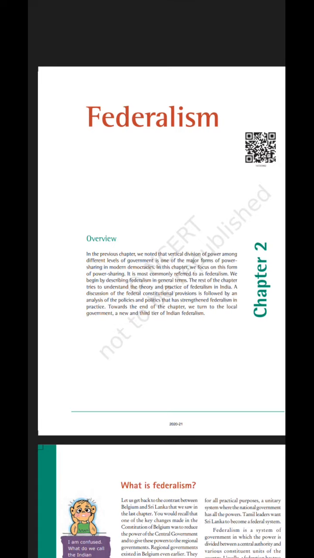We begin by describing federalism in general terms. The rest of the chapter tries to understand the theory and practice of federalism in India. A discussion of the federal constitution provisions is followed by an analysis of the policies and politics that have strengthened federalism in practice. Towards the end of the chapter, we turn to the local government, a new and third tier of Indian federalism. What is federalism?